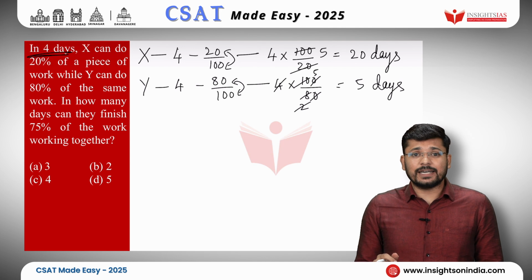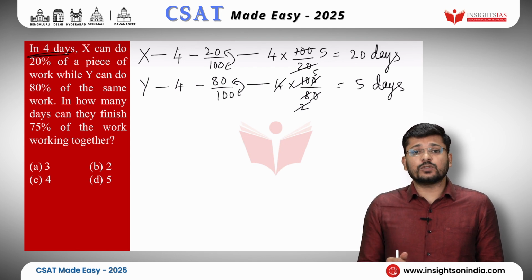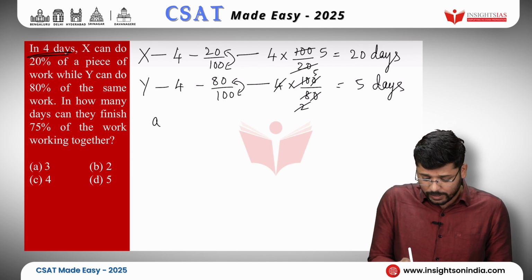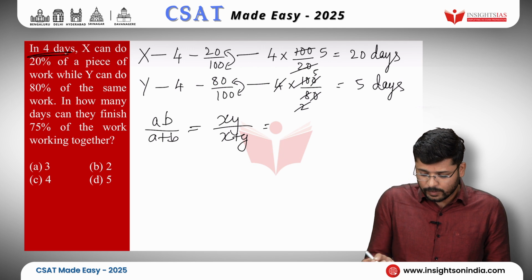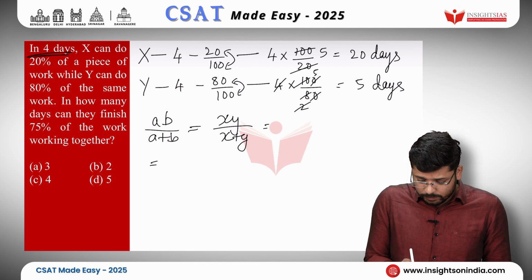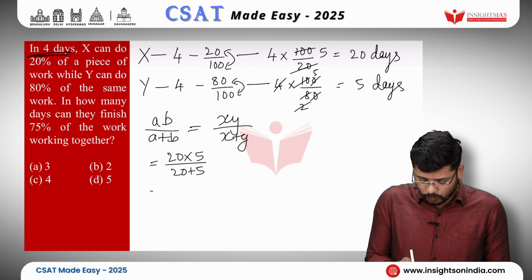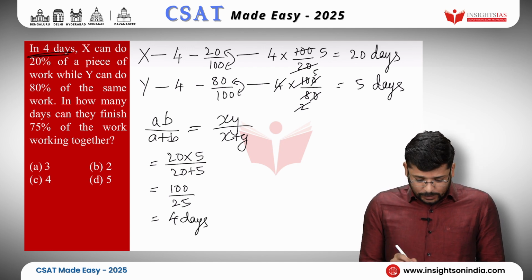If they join their hands and work together, in how many days will they finish the work? We have our formula, right? AB divided by A plus B. In this context, it is XY divided by X plus Y. What is its value? 20 into 5 divided by 20 plus 5. So what is it? 100 divided by 25. That is how many days? 4 days. Is that our answer, 4?